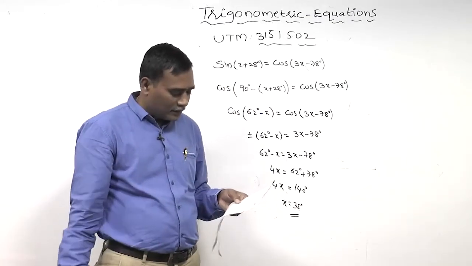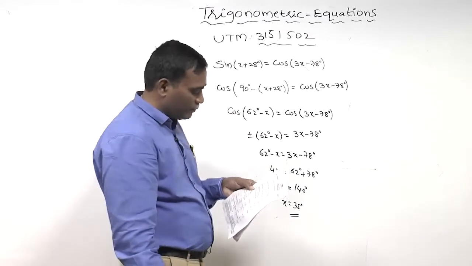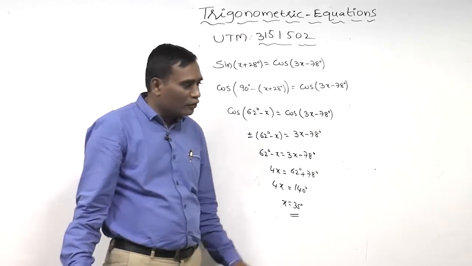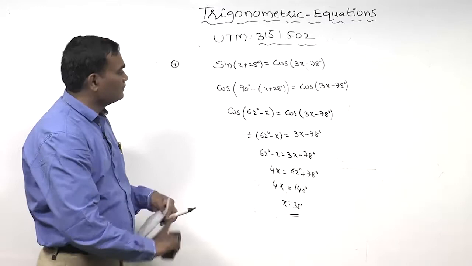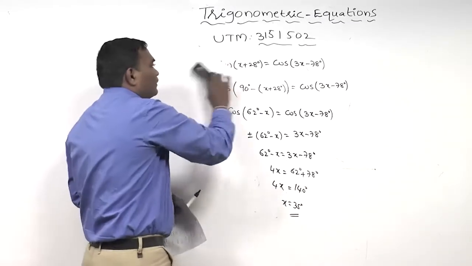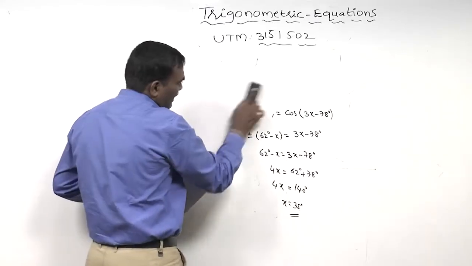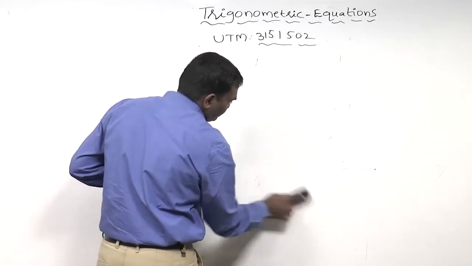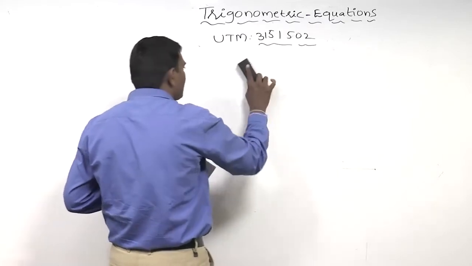Yeah, fifth one. Interesting question. If tan x + tan 4x + tan 7x is equal to tan x · tan 4x · tan 7x, then what is the value of x? Do it. Tan x + tan 4x + tan 7x is equal to tan x · tan 4x · tan 7x.